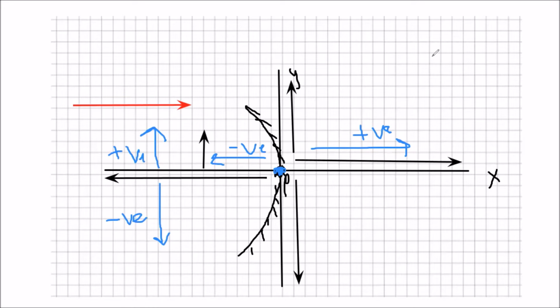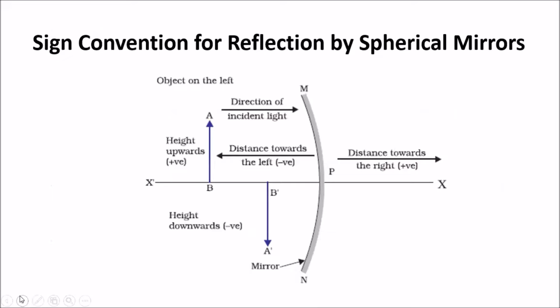Now, this was in terms of a graph we have understood. Let's also see it in terms of mirror. So sign convention for reflection by spherical mirror. Again, it's written spherical mirror. It means these rules are valid whether you have a convex mirror or a concave mirror. So you can see here we have a concave mirror. This is a pole. This is principal axis, and this is AB, which is our object.